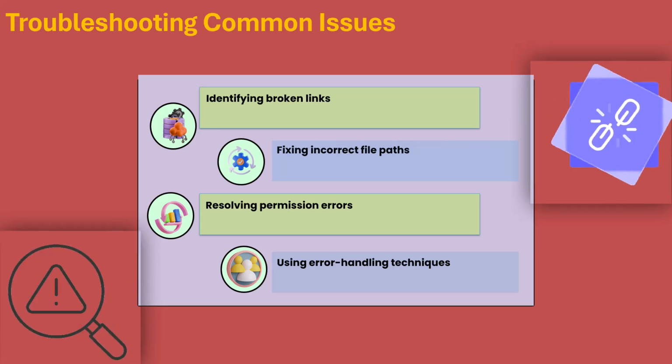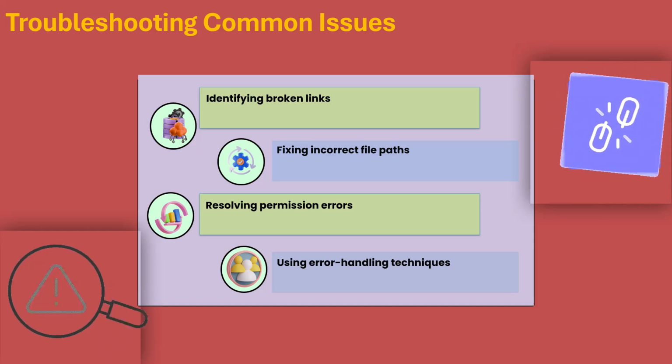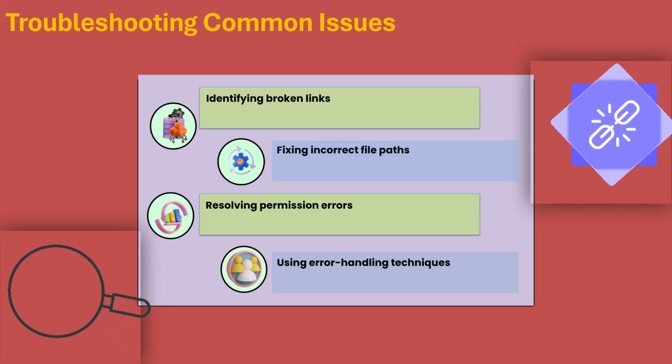Troubleshooting is part detective work, part problem solving. Broken links. Let's investigate. Incorrect file paths. A quick fix can save time. Permission errors, those annoying roadblocks, can be bypassed with the right settings. Error handling techniques are the safety nets for our workflow.